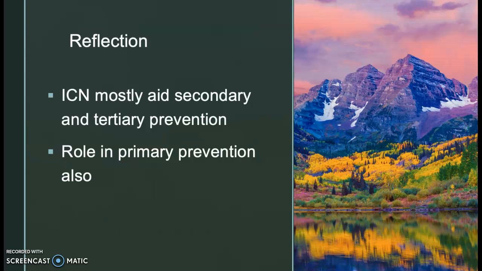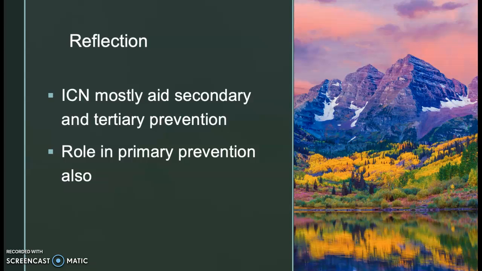In reflecting on infection control nursing regarding prevention, it seems that they mostly aid in secondary and tertiary prevention, and this is because in the healthcare setting, patients and staff are already exposed to infectious disease. So secondary prevention would include reducing the spread of infection by hand hygiene, isolation precautions, etc., as well as screening patients for infectious disease, such as screening patients coming into the hospital for COVID, and then you must implement precautions according to whether they are positive or negative.